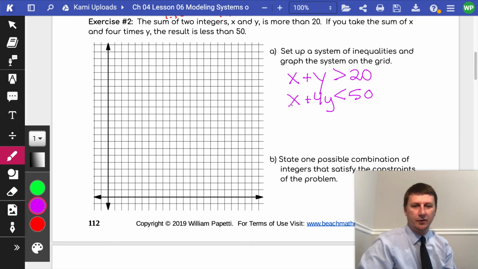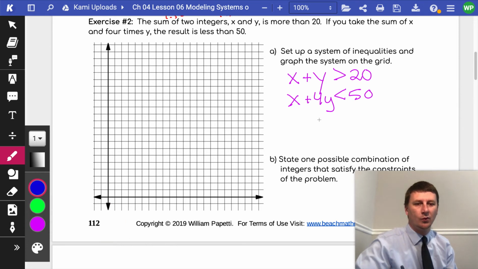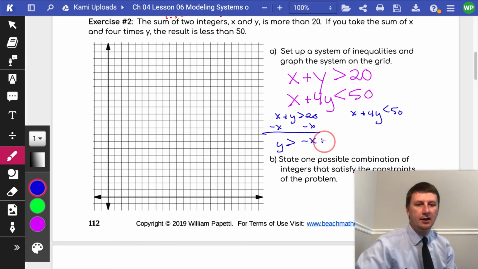But before we could graph this, we need to isolate each inequality for y. So I'm going to do x plus y is greater than 20 over here, and I'll do x plus 4y is less than 50 over here. So I'm going to subtract x from both sides over here, and I'll be left with y is greater than negative x plus 20. That one was fairly simple.